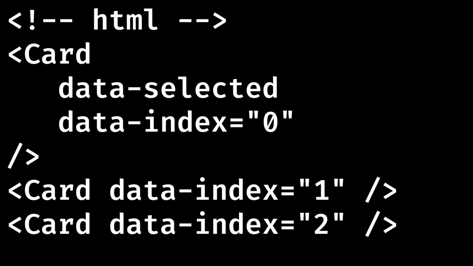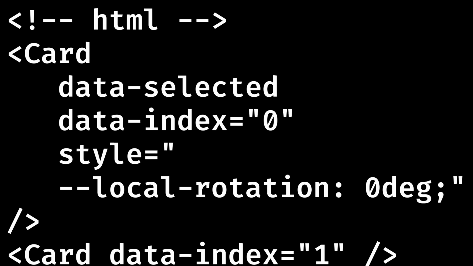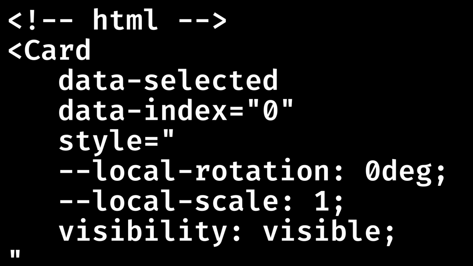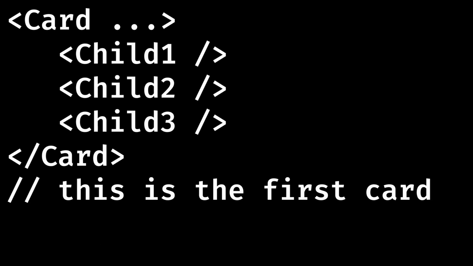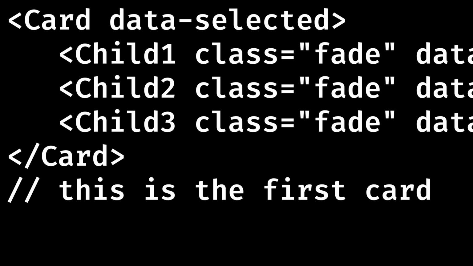We will also add a data selected to the first one so that it's selected by default, and add all of the inline styles that make it visible. That is, the local rotation 0 degrees, the scale of 1, and the visibility of visible. And while we are here, I'm going to add a data animate attribute on all of the objects I want to fade in after the flip, and the actual animation class on the first component's children. Very simple, right? Cool. Back to the script.